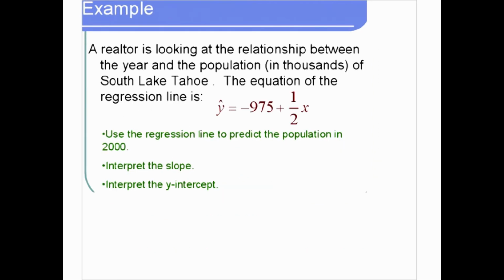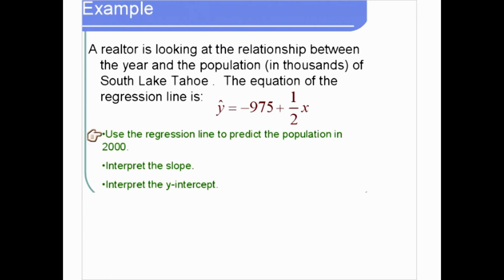Okay, so now that we've got that, now let's pick another one. Here's another example. It says a realtor is looking at the relationship between the year and the population in thousands of South Lake Tahoe. The equation of the regression line is y hat equals -975 plus a half x. And by the way, later we'll find out how to find this equation using our calculator. Right now I'm just giving it to you.